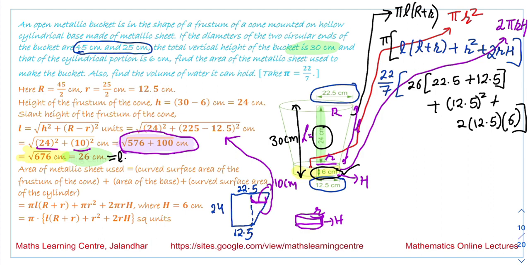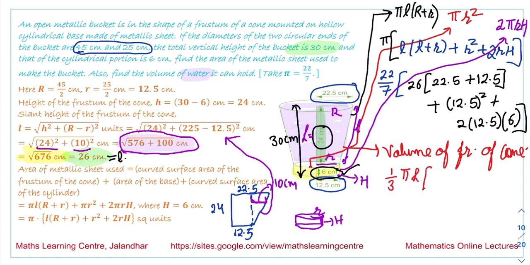Next, we have to calculate the volume of the bucket. Volume of the bucket means whatever liquid can be contained in this bucket. So what we require is the volume of the frustum of cone, and the formula for this volume is 1 by 3 pi H into capital R square plus small r square plus capital R into small r.